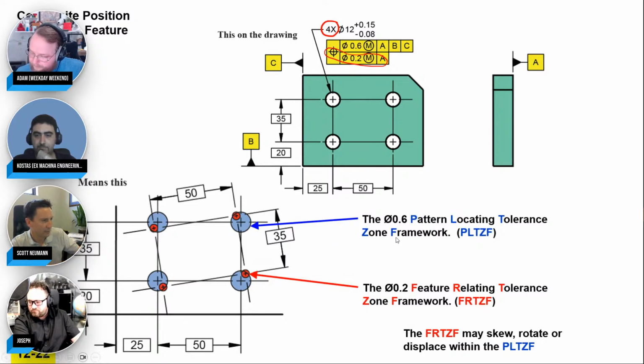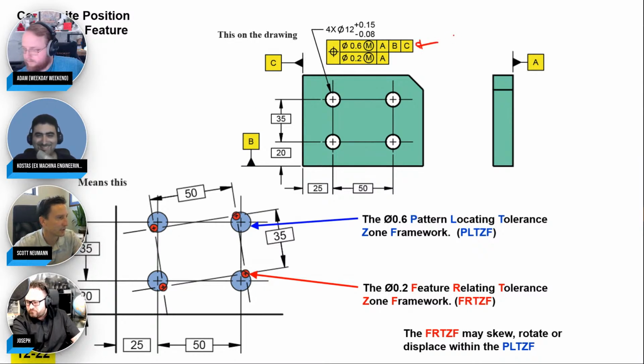They have names for them. These are not my favorite names, but they call the upper one the pattern locating tolerance zone framework, or the PLTZF. It locates the pattern relative to the datums. And then the lower one is the feature relating tolerance zone framework, or the FRTZF. So they say the FRTZF may skew, rotate, or displace within the PLTZF. Not my favorite way to explain it, but that's what the standard says.